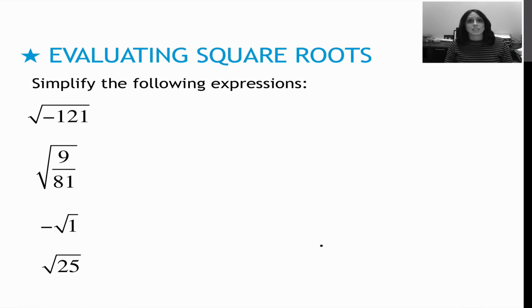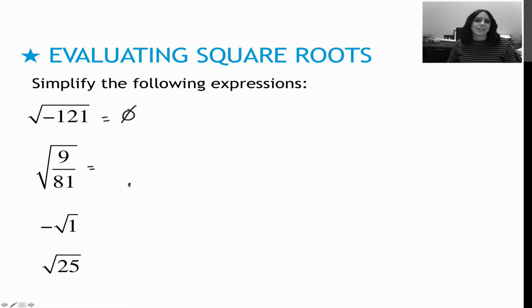Here are some more examples for us to go through. I suggest trying them on your own and then going through them and seeing if you got the answers right. Our first one, we have the square root of negative 121. I can't take the square root of a negative, so this is no real numbers. And I can also write empty set, meaning the set of numbers is empty.